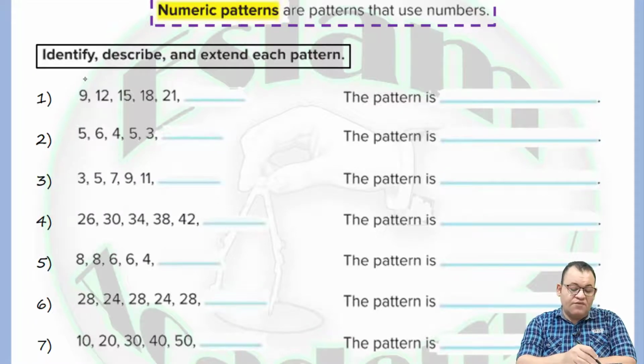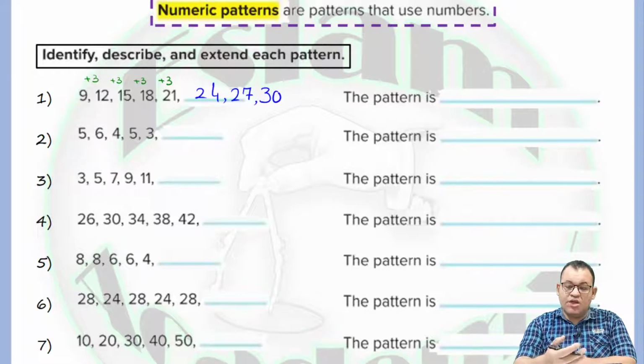Now 9 becomes 12 if you add 3. And 12 becomes 15 if you add 3. 15 becomes 18 if you add 3. 18 will be 21 if you add 3. It means each time we add 3. So to find the next term, we just add 3: 21 plus 3 will be equal to 24. By adding 3, it will be equal to 27. By adding 3, it will be equal to 30. So the pattern, or the rule that we have, is that we add 3 each time.